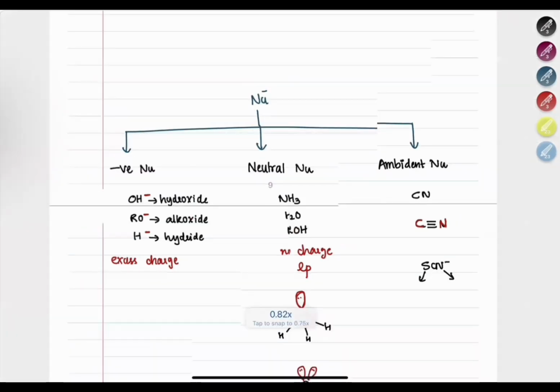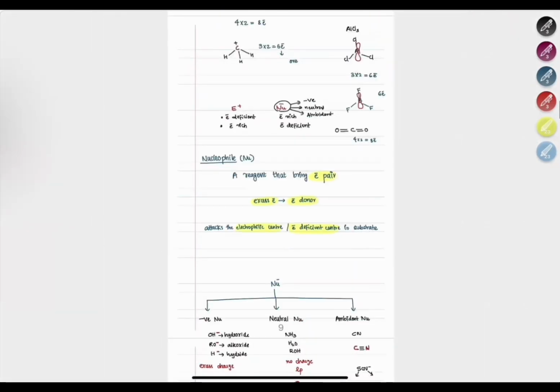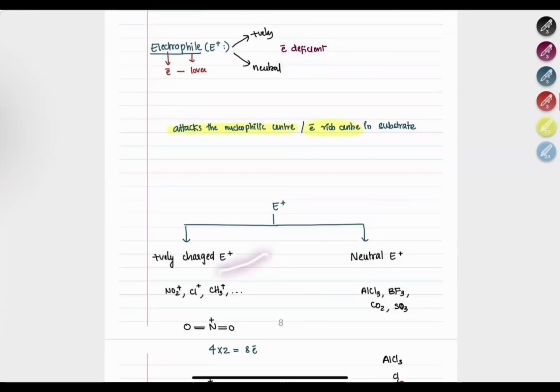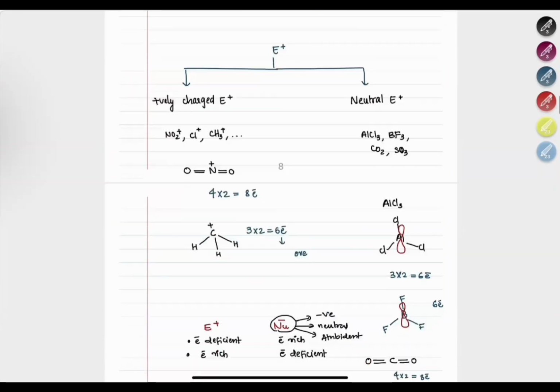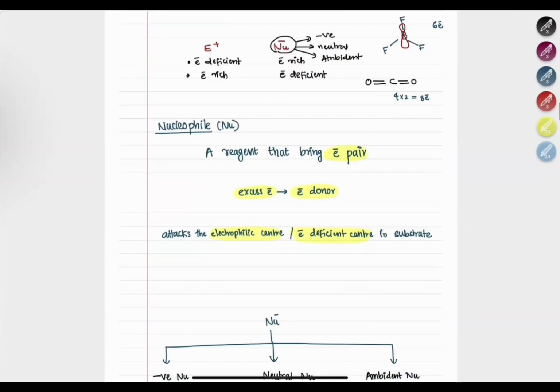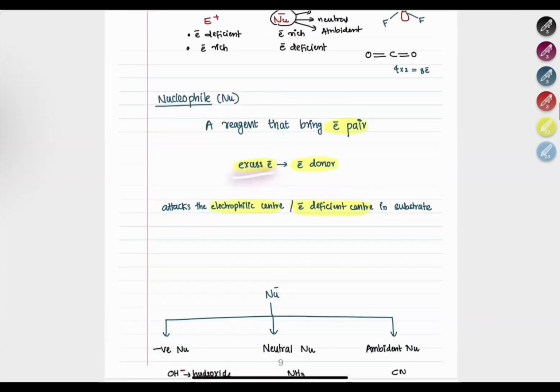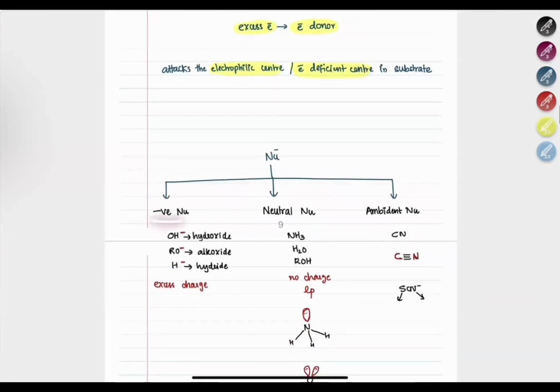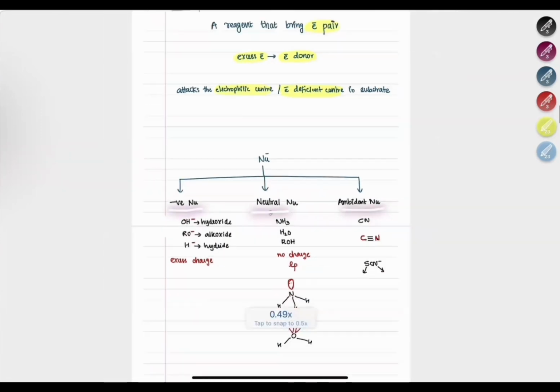So as of now, we have discussed what is an electrophile. An electrophile is an electron deficient molecule which will attack the electron rich center in the substrate. There are 2 types, either positively charged or neutral electrophile. All these molecules are electron deficient. Then there is the nucleophile. A nucleophile has excess electrons, and that's why it will act as an electron donor, and it will attack the electron deficient center in the substrate. And there are three types: negative, neutral, and ambident nucleophile.